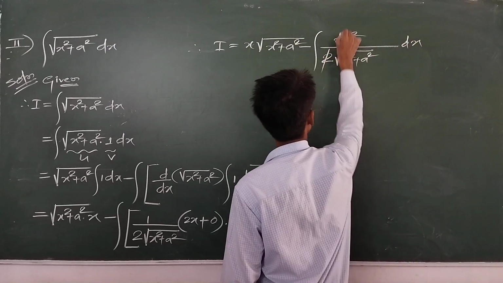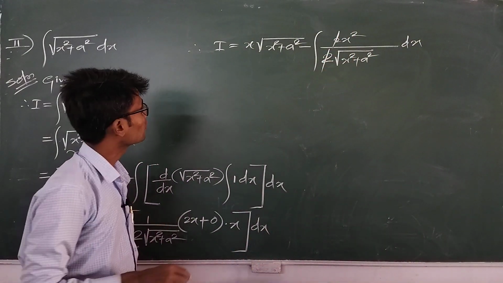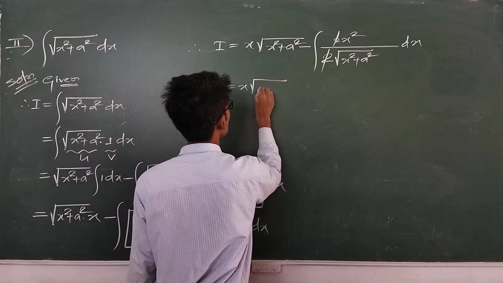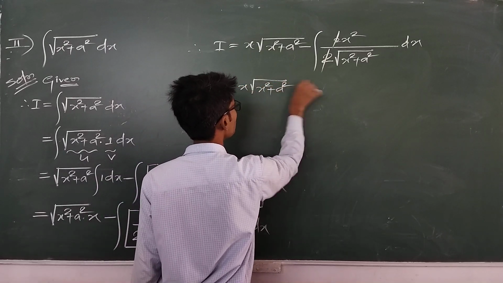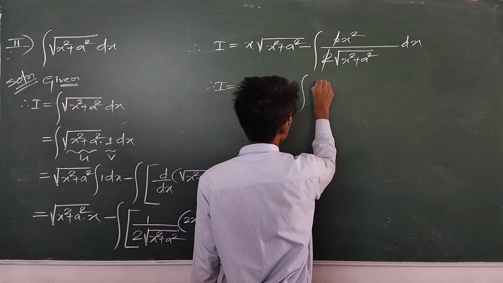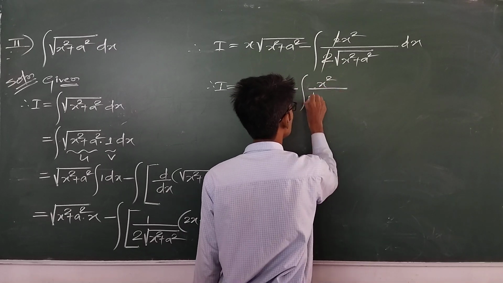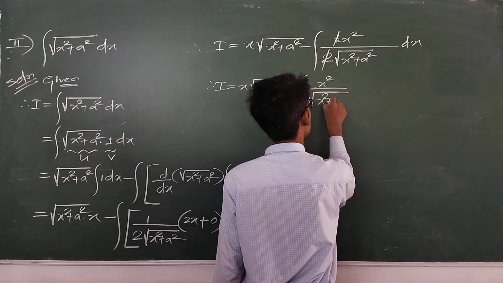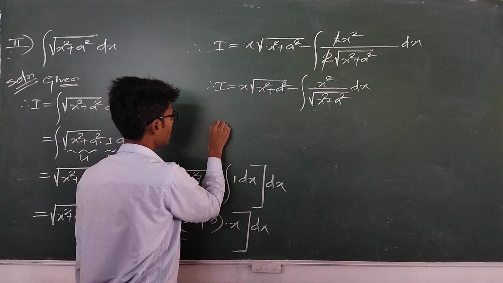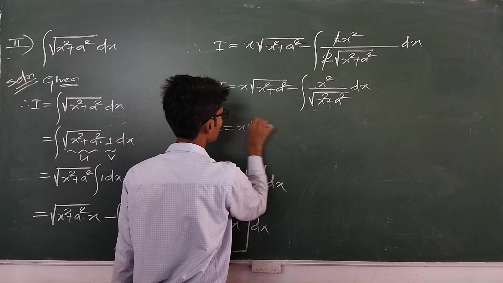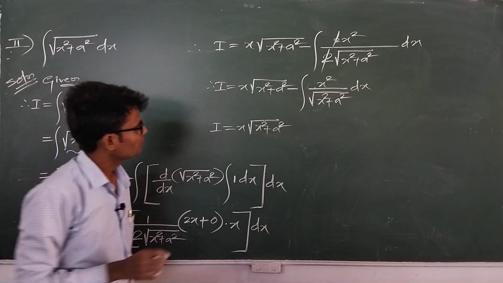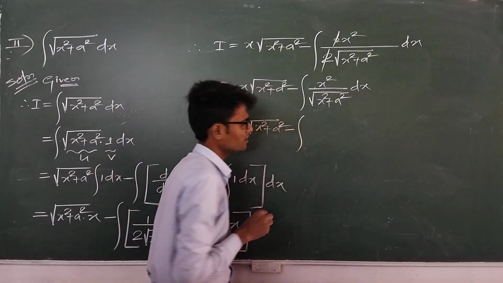This 2 gets cancelled. So I is equal to x into square root of x square plus a square minus integration of x square divided by square root of x square plus a square with respect to x. Now I equal to x into square root of x square plus a square as it is, minus integration as it is.